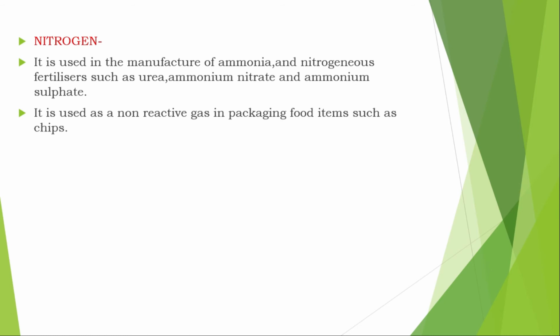Next, we will discuss nitrogen, which is again a colorless and odorless gas. It doesn't have any smell. It's used in the manufacture of ammonia and different fertilizers like urea, ammonium nitrate, ammonium sulfate, and these fertilizers are important for the growth of plants. It is also used as a non-reactive gas. It is used in the packing of food stuffs like chips, because it doesn't combine easily with other substances, and also it prevents the food from getting spoiled.